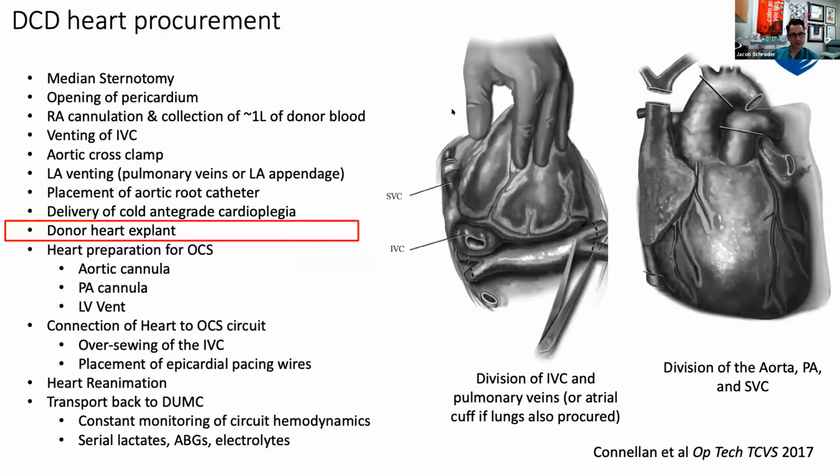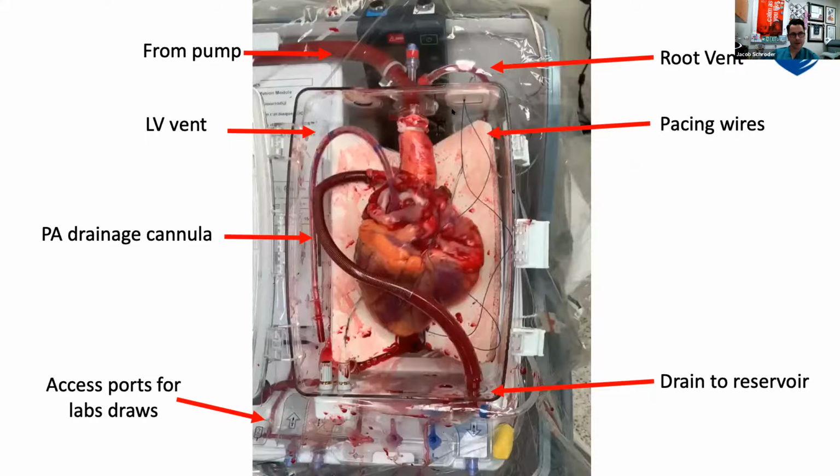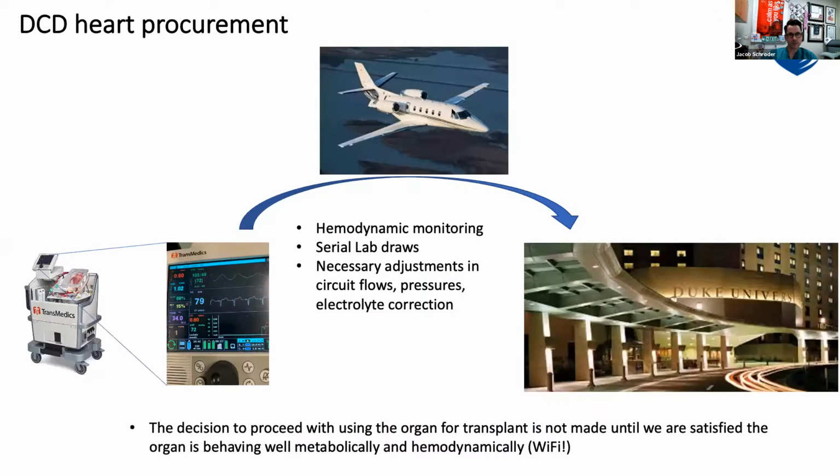Again, that's just another picture. And then it's just a normal explant. I won't go through this, but this is a picture of the heart on the OCS. It's a miniaturized heart-lung machine, essentially. Basically the blood is perfused from the pump you see at the top on the left into the heart. It really can only go into the aortic root and through the coronaries. It circulates through the coronary circulation out the right side of the heart. There's a cannula in the pulmonary artery, which we connect, and we can monitor how much coronary blood flow there is. There are ports to draw labs, et cetera, at the bottom.